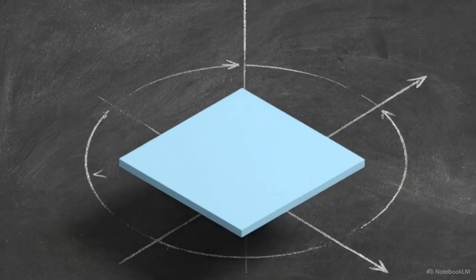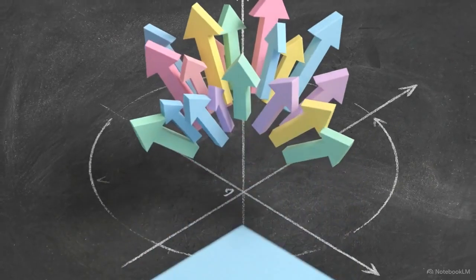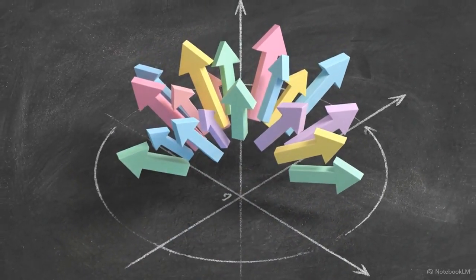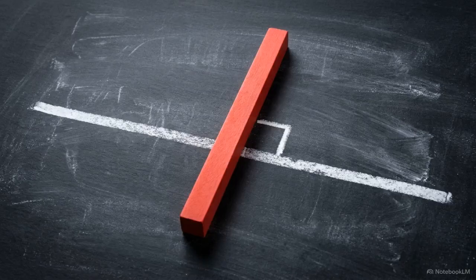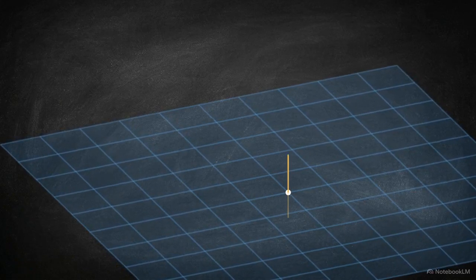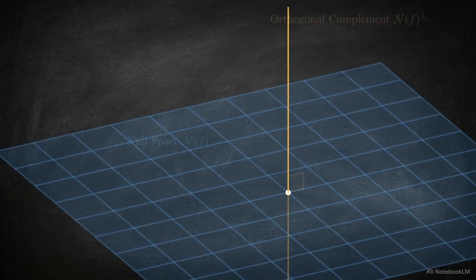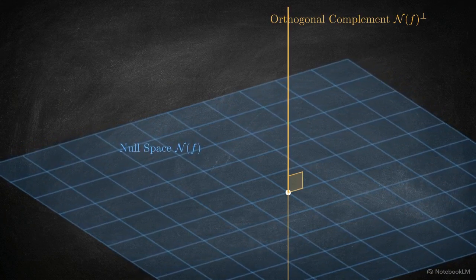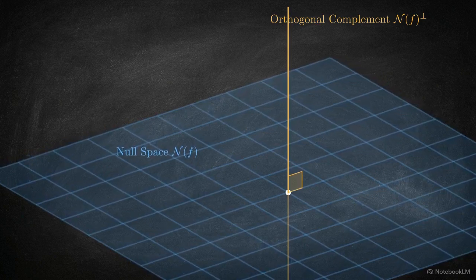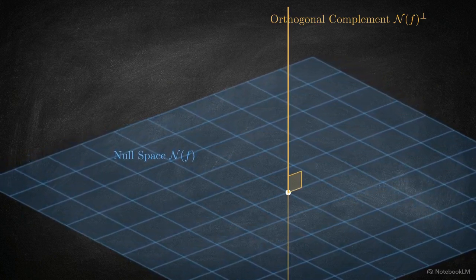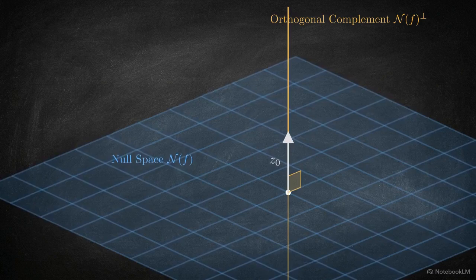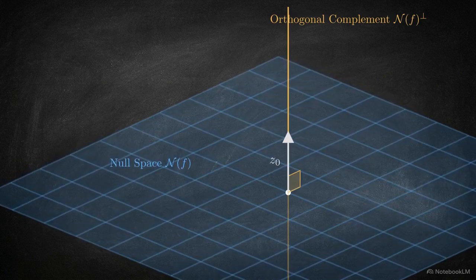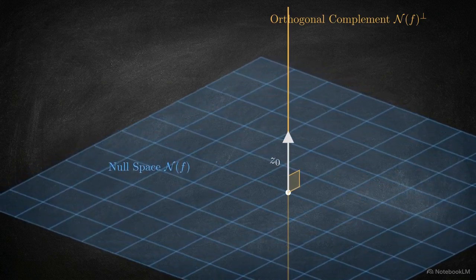However, if the functional isn't 0, there must be vectors that sit entirely outside this null space plane. This allows us to define the orthogonal complement. Since we are in a Hilbert space, we can draw a line that is perfectly perpendicular to the entire null space plane. This orthogonal complement is exactly one-dimensional. It's the only direction where the functional can see change. We begin by picking any non-zero vector on this perpendicular line to serve as a baseline.